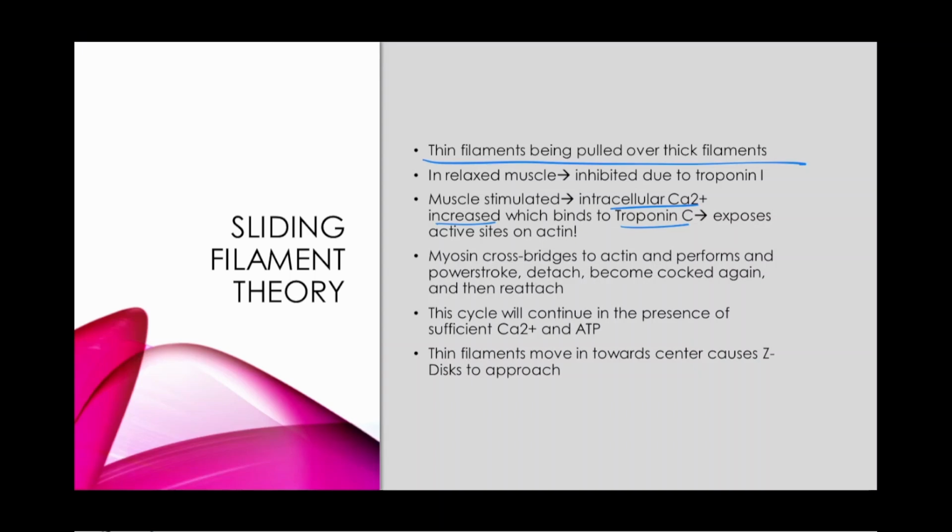The cross bridge to myosin, cross bridges to actin, performs a power stroke. That's the wrist moving. That's the power stroke that allows the contraction to occur. And then it becomes cocked again, so the wrist moving back to the original position. We have to restart that cross bridge. So everything has to go back to normal position. That's what they're talking about here, where it detaches, becomes cocked again, and then reattaches.